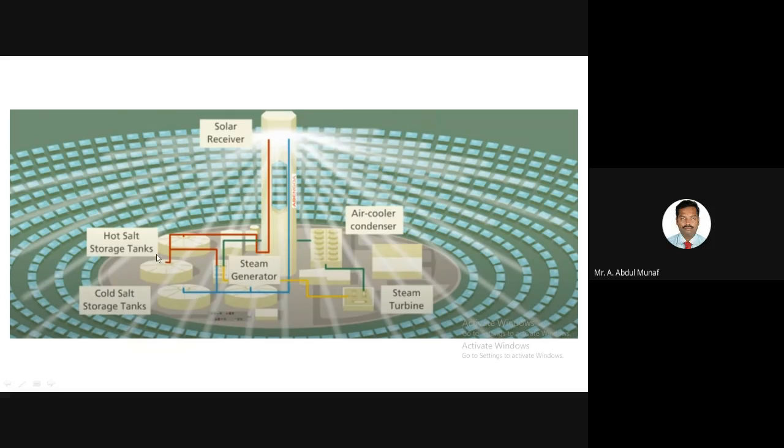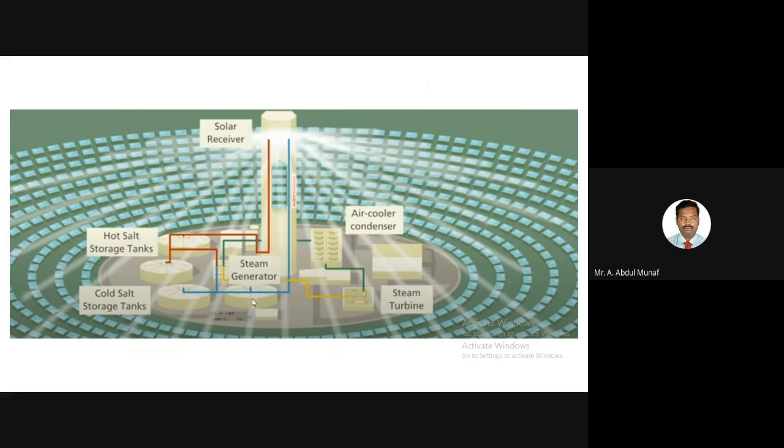Here you are having two tanks. One is the cold salt storage tank, another one is the hot salt storage tank. From the cold salt storage tank we can take the cold water and pass it to the receiver. Inside the receiver, with the help of the molten salt, it will heat. That cold water will get heated and the temperature will automatically increase. That high temperature boiled water is passing through this pipe. It is finally collected and stored in the hot salt storage tank.